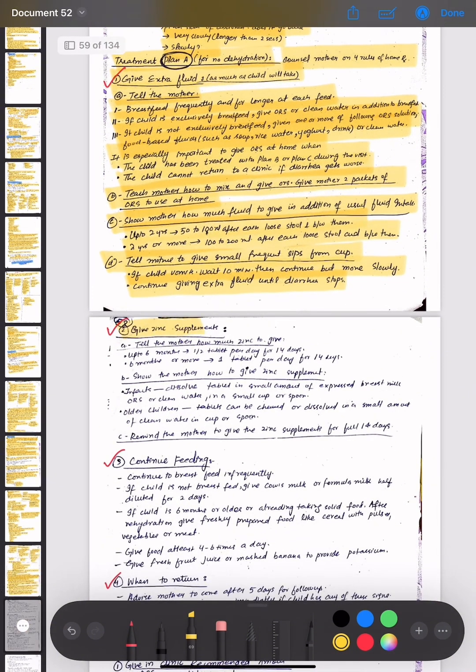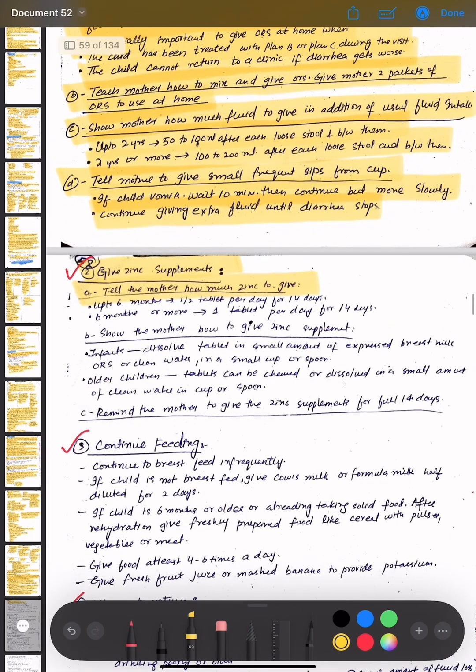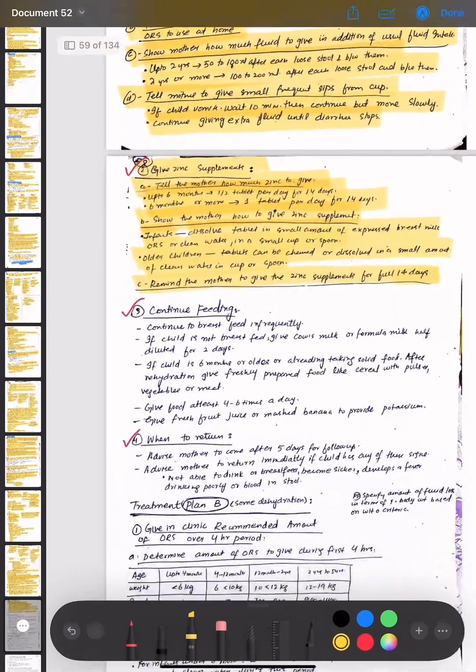Then give zinc supplements, that is, tell the mother how much zinc to give. Up to 6 months, half a tablet per day for 14 days, and 6 months or more, 1 tablet per day for 14 days. Show the mother how to give zinc supplements. Dissolve the tablet in a small amount of expressed breast milk, ORS, or clean water in a small cup or spoon. For older children, tablets can be chewed or dissolved in a small amount of clean water in a cup or spoon. Remind the mother to give the zinc supplements for 14 full days.